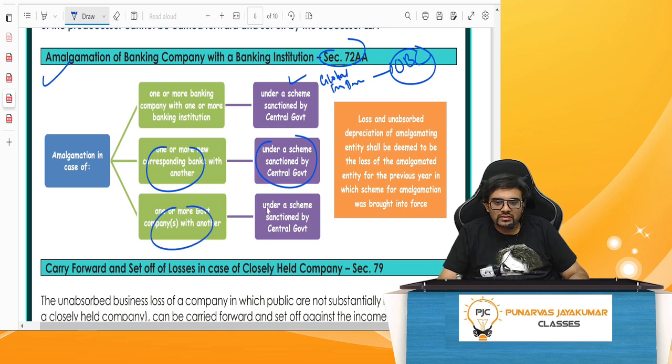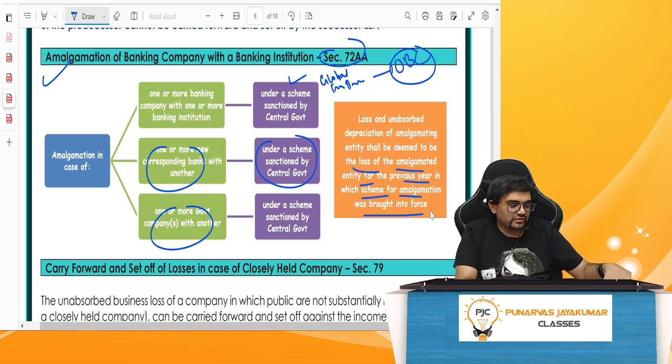One or more government companies with another government company. A government company is taking over. Loss and unabsorbed depreciation shall be deemed to be the loss of the amalgamated company for the previous year in which the scheme was brought into force. These are special provisions. None of the other conditions need to be fulfilled for this. No problem. Even if you don't fulfill the conditions, it is absolutely okay, is what this section says.